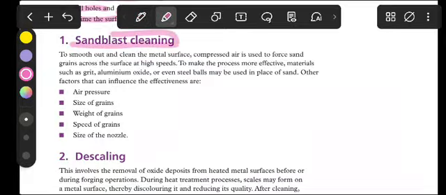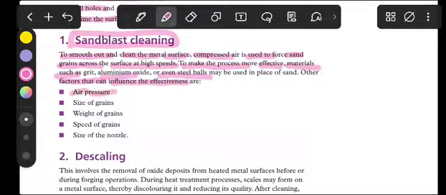Sandblasting cleaning, number 1. They smooth out and clean the metal surface. Compressed air is used to force sand grains across the surface at high speed to make the process more effective. Materials such as screened aluminum oxide, even steel balls, may be used in place of sand. Other factors can influence the effectiveness. What is this? It's air.